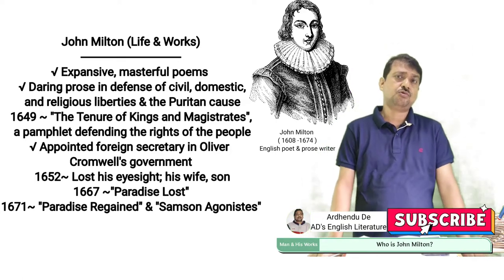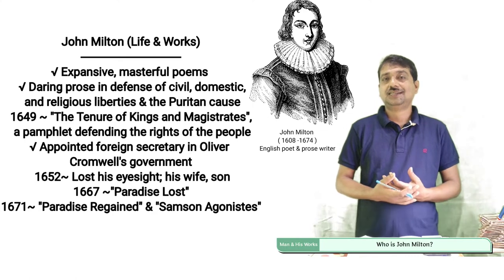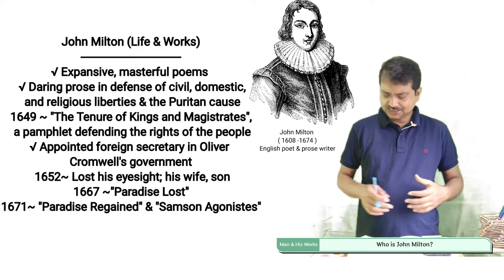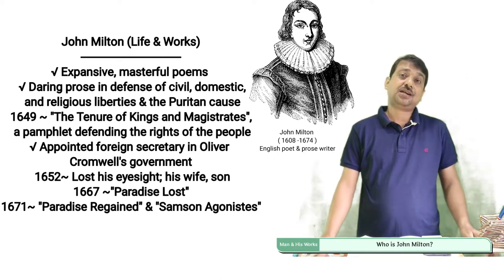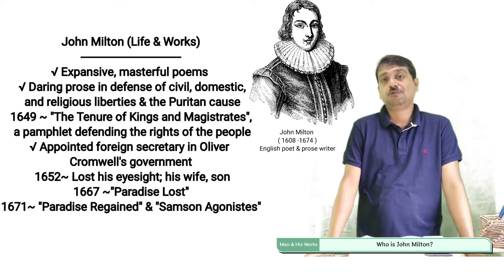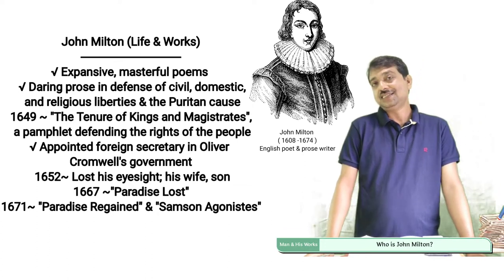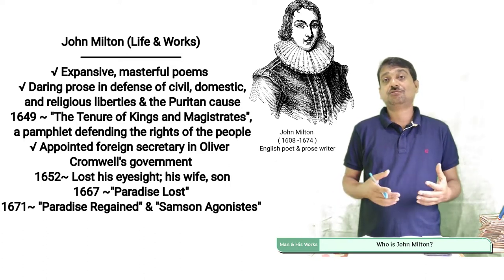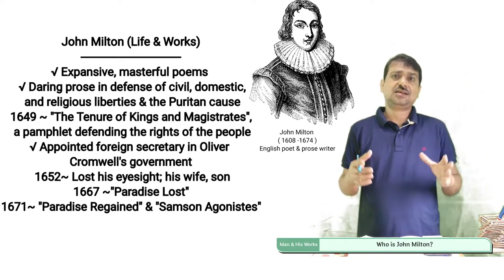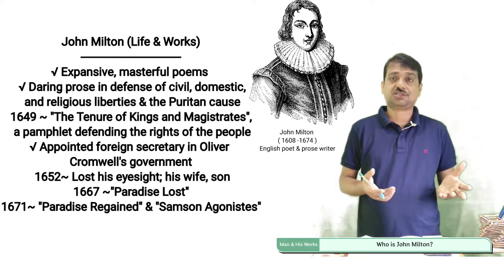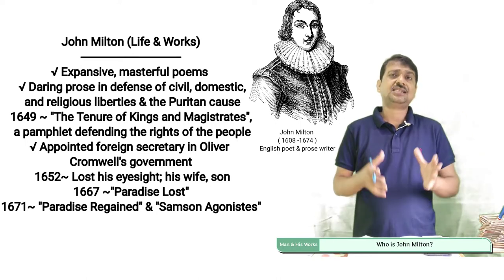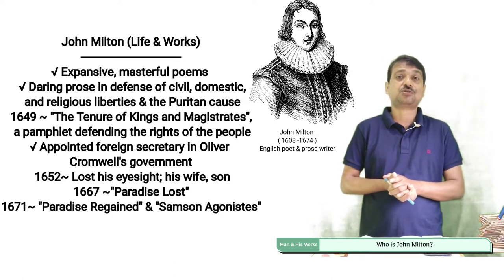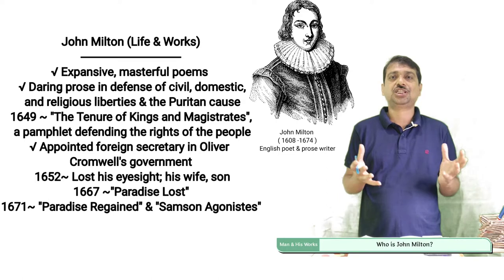In 1652, he lost his eyesight, his wife died, and their son soon after her. In 1667, he published Paradise Lost, an epic poem of good and evil. In 1671, he published the epic poem Paradise Regained, his sequel to Paradise Lost, along with the poetic drama Samson Agonistes. In fact, Milton had expressed a desire to write an epic nearly 30 years before Paradise Lost was published, so it was a long chase.